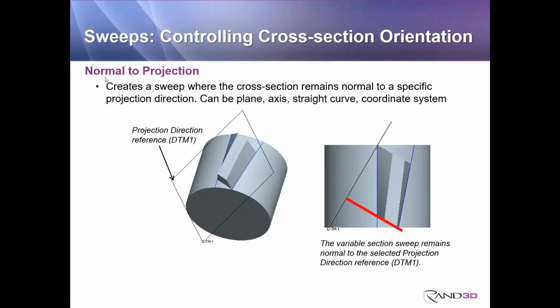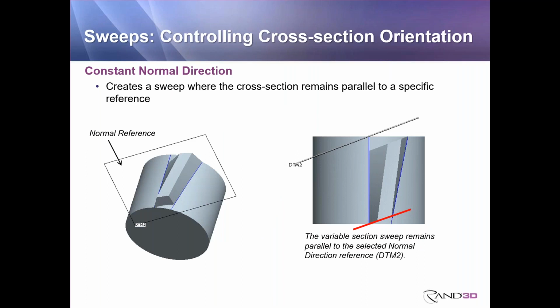Now here in this example, they're using normal to projection. Again, they're going to sweep along those same two curves, but now they're using this datum plane here as their reference. So you'll notice how it's holding the cross section perpendicular to that plane as it sweeps along. And then here in this example, the only real difference is they're using the constant normal direction. So now when they pick this datum plane here, DTM2, it's holding the cross section parallel to that as it sweeps along. So those are the three ways that you can control what you stay normal to.